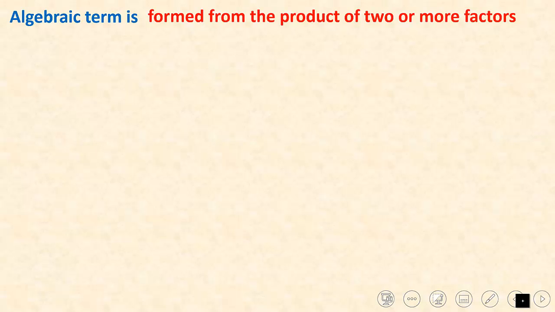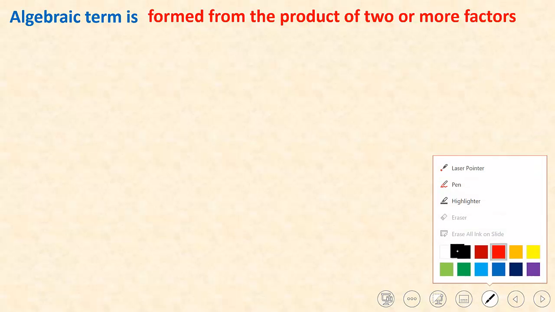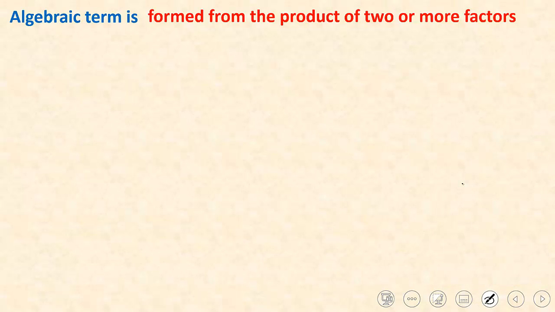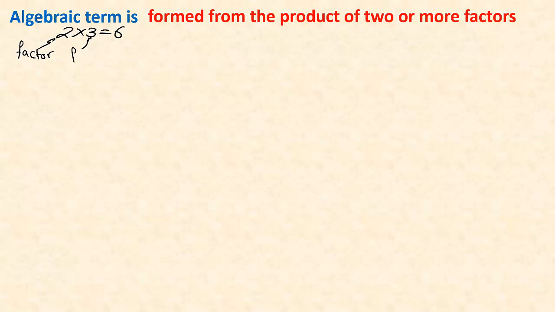An algebraic term is formed from the product of two or more factors. Do you remember the meaning of the product and the meaning of a factor? Let's remember together. For example, when we used to say 2 times 3 is equal to 6, we said that 2 is called a factor, 3 is called another factor, and the answer of the multiplication was called a product. So simply, the two numbers that I multiply together are called factors.